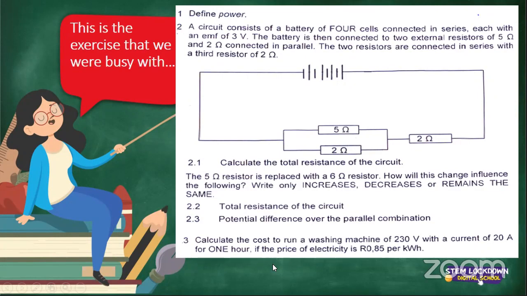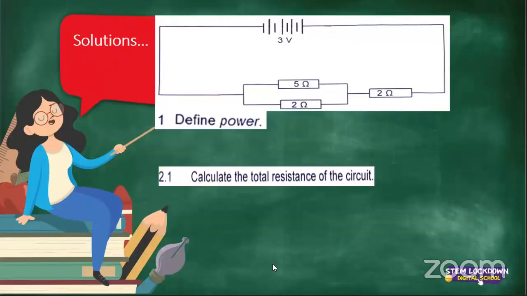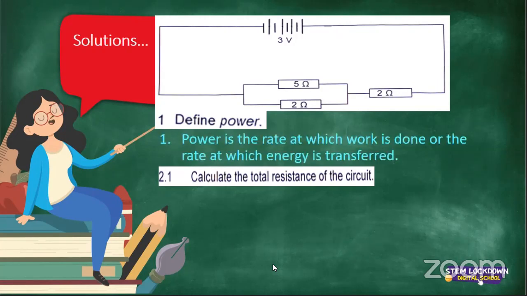And then calculate the cost to run a washing machine of 230 volts with a current of 20 ampere for 1 hour if the price of electricity is 85 cents per kilowatt hour. Right, let's go straight away to the solutions. You are asked to define power. So power is the rate at which work is done or the rate at which energy is transferred.